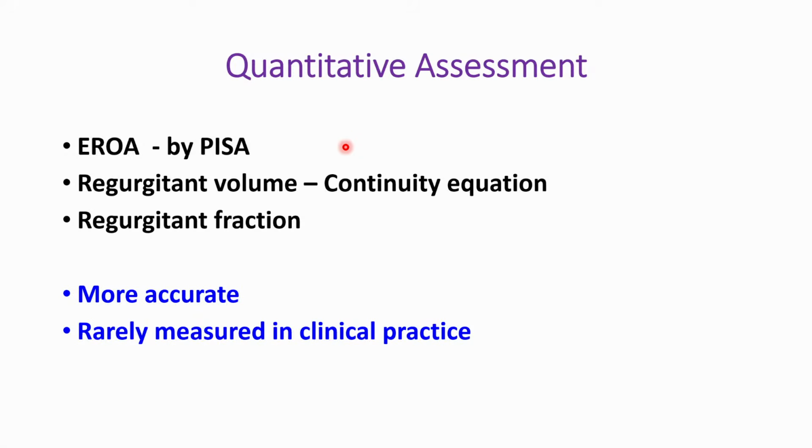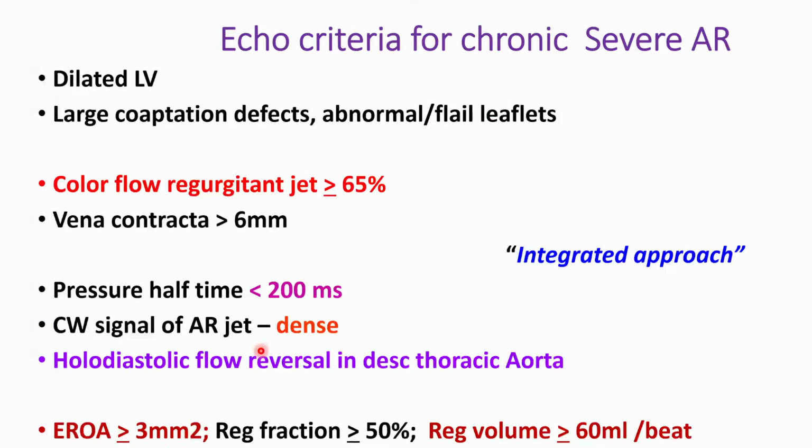Then other quantitative parameters like effective regurgitant orifice area by PISA, regurgitant volume by continuity equation, and regurgitant fraction you can use. They are more accurate but rarely measured as they are time consuming in clinical practice.